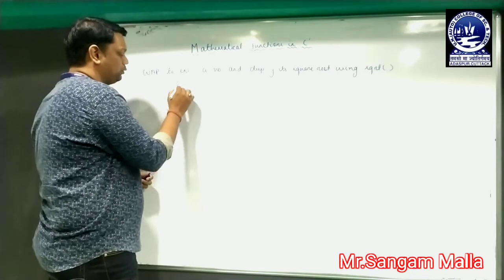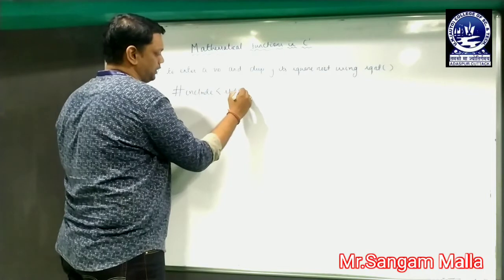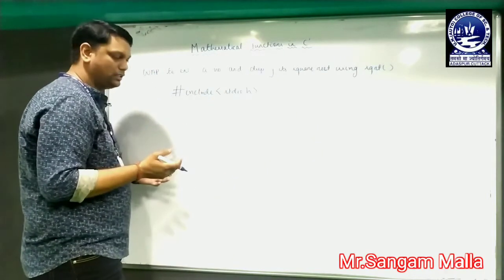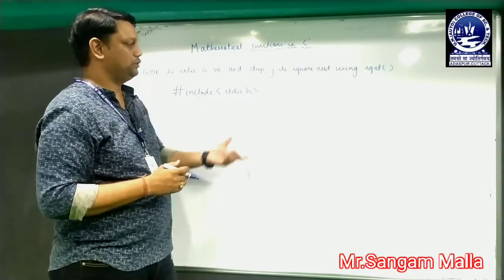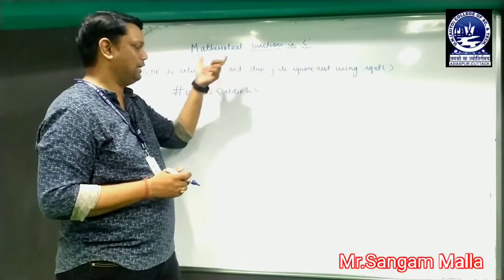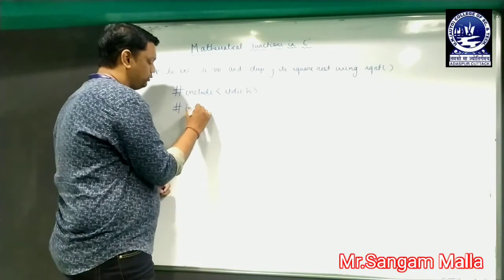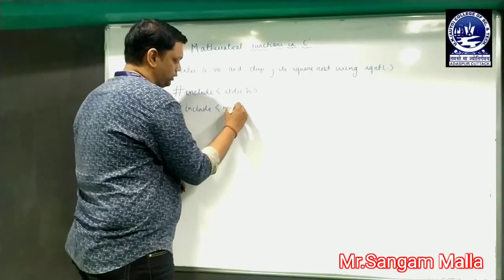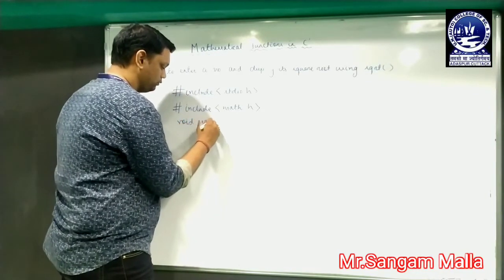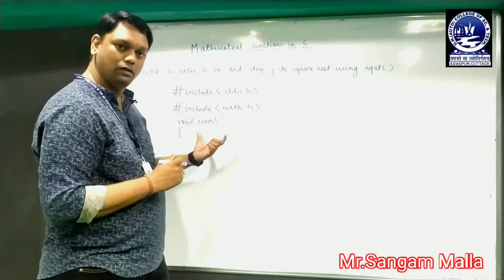As we know, the program starts with #include <stdio.h>, the standard input output header file. Now in order to use the square root function, as we have discussed, some of the mathematical functions are stored in the math.h header file. So if we have to use the square root function, we have to include the math.h header file. So we write #include <math.h>. Now we will write void main, which is the general syntax of writing a program, because program execution starts from the main function.